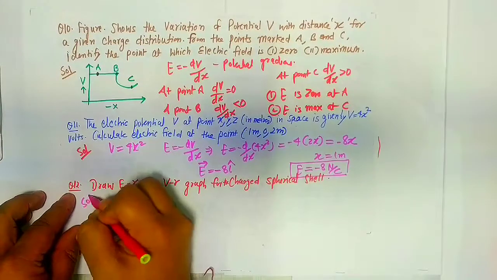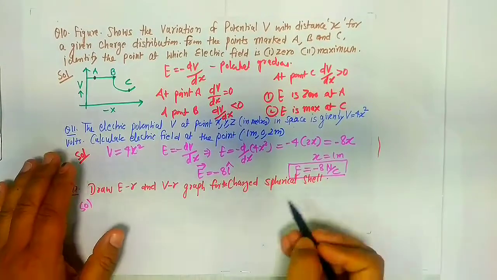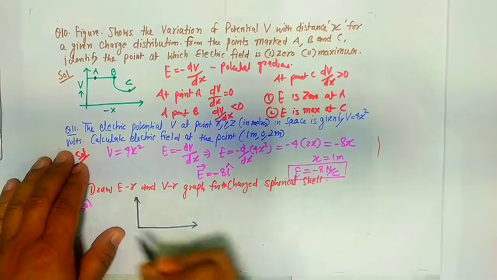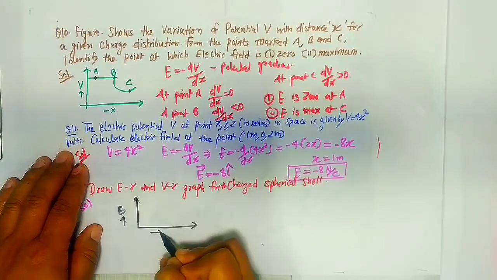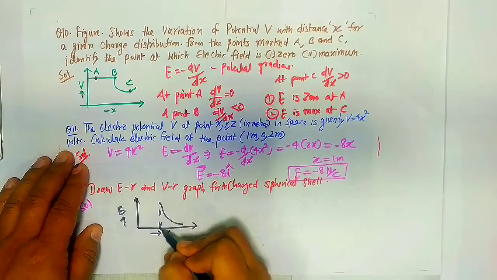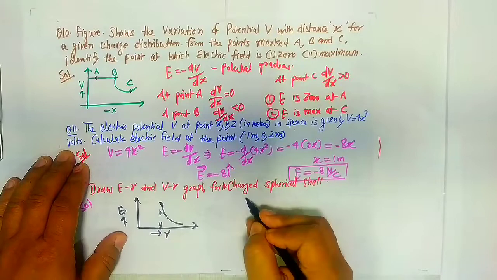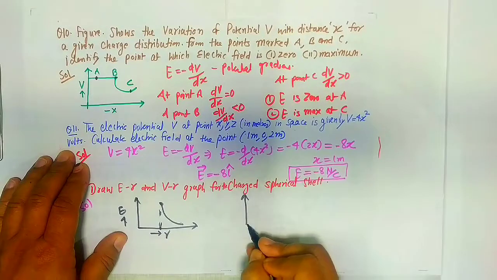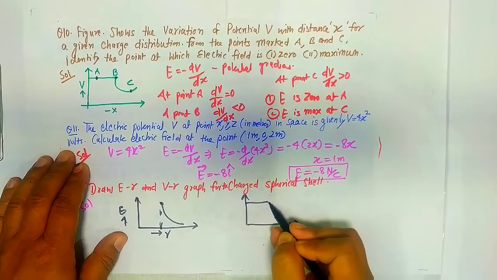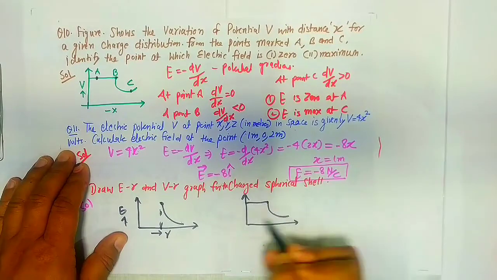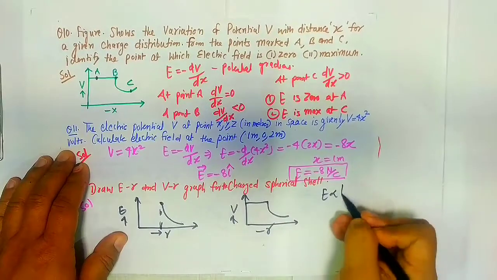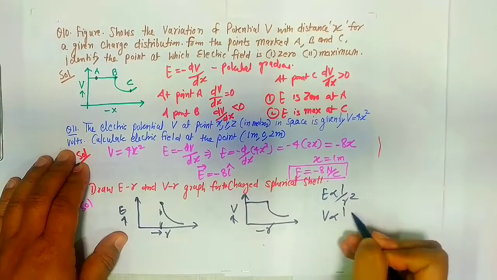And the last one is how you make the ER and VR graph for a spherical charged shell. You remember the charged spherical shell? You have gone through Gauss theorem. So this was the graph. You remember it for the charged spherical shell. And then what will be the VR graph? I think you can relate it. Here the electric field is 0, the potential will be constant, and for outside it will be like this. This is the VR graph. E is inversely proportional to r square, V is inversely proportional to r.